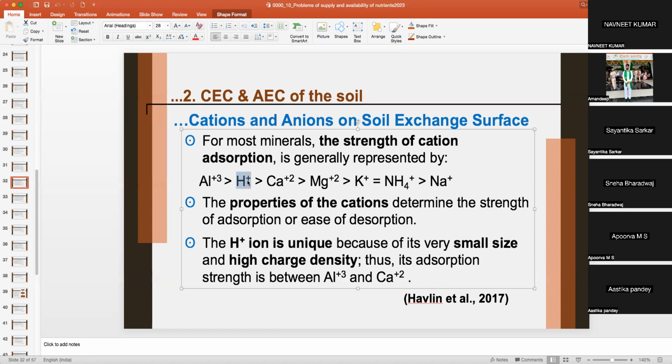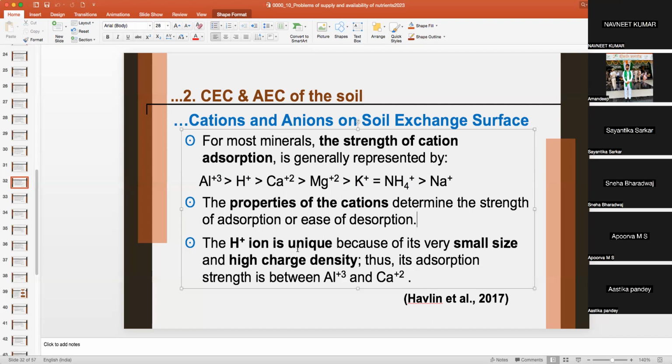But its valency is 1. Normally, you can see valency is decreasing as the strength of attachment is decreasing: +3, then +2, +2, +1, +1, +1. It is like this. So the properties of the cations determine the strength of adsorption or ease of desorption, how strongly they will be attached and how easily they will be detached.